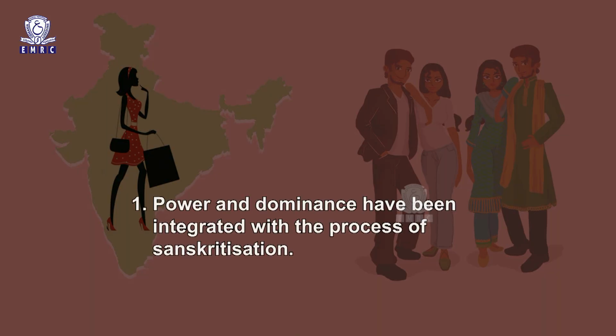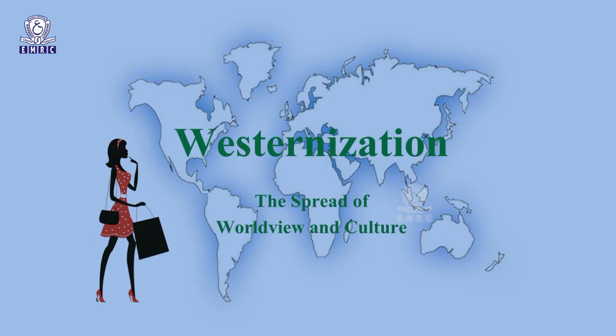One, power and dominance have been integrated with the process of sanskritization. This introduced the structural element in the sanskritization model of social change. The process primarily analyzed social change in cultural and not in structural terms; sanskritization involves positional change in the caste system without any structural modification.